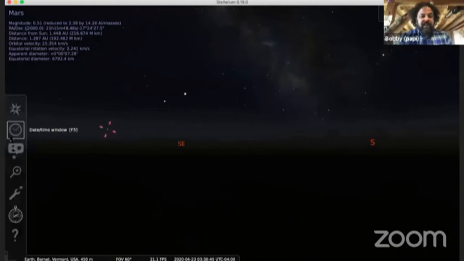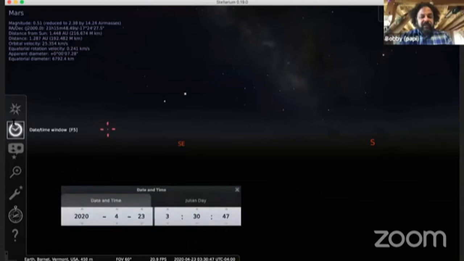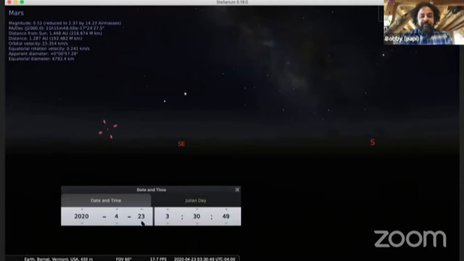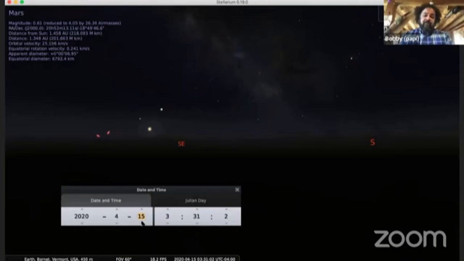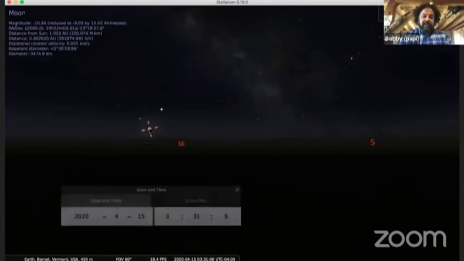Let's go to the date and time window. And let's go back one day at a time. April 23rd, tomorrow morning, April 22nd, April 21st, April 20th, the 19th, 18th, 17th, 16th, 15th. Oh, what do I see here? A crooked smile.